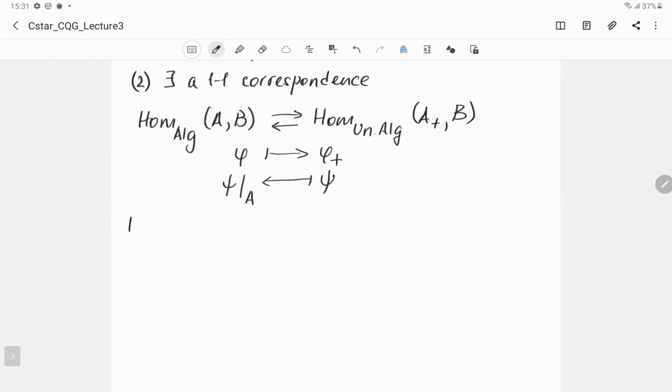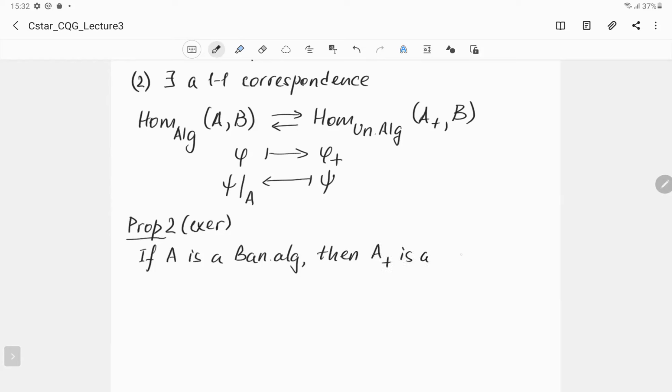Okay, well, one more simple observation for proposition 2, which is also an easy exercise. If A and B are Banach algebras, first of all, if A is a Banach algebra, then the unitization A plus is also a Banach algebra with respect to the following norm. The norm of such an element in the unitization is the norm of a plus the absolute value of lambda.